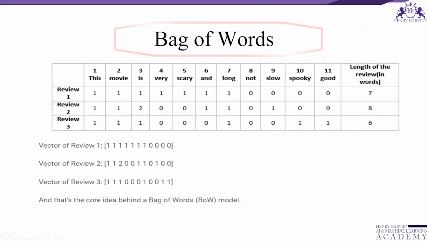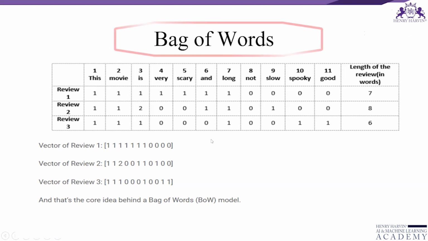So review 1, review 2, review 3. This one: this movie is very scary and long. In the first statement, there is no "not", no "slow", no "spooky", no "good". If you take the second statement, it is given that this movie is not scary. So "not", where is "not" here? And "scary", right? And the second time it is saying that scary is already there, right? And "is slow", right? So you can see the slow over there. So where is the slow over here? And here you can see one over here, right?